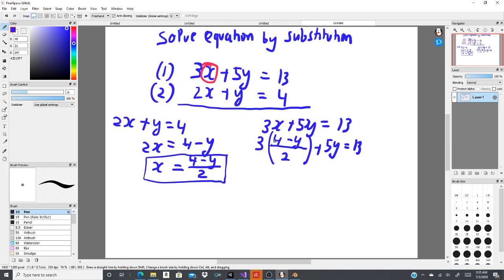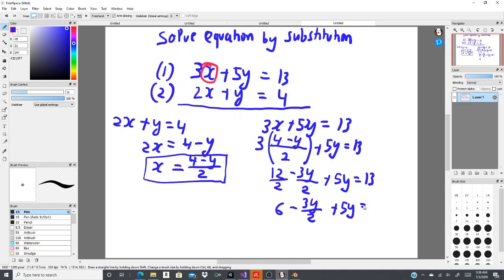Now from here we will do some distribution laws. So that'll be 12 minus 3y divided by 2. I'll skip a step right here, but it's because those two terms are divided by 2, and this will become 6 minus 3y divided by 2 plus 5y equals 13.